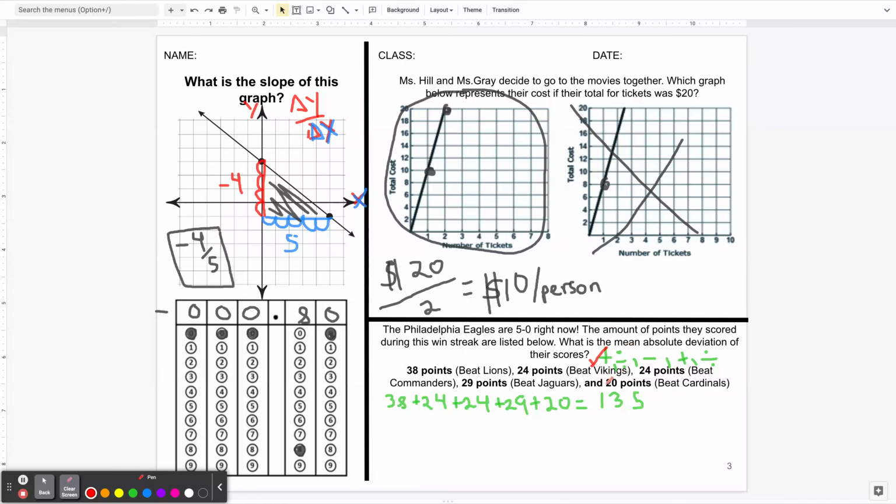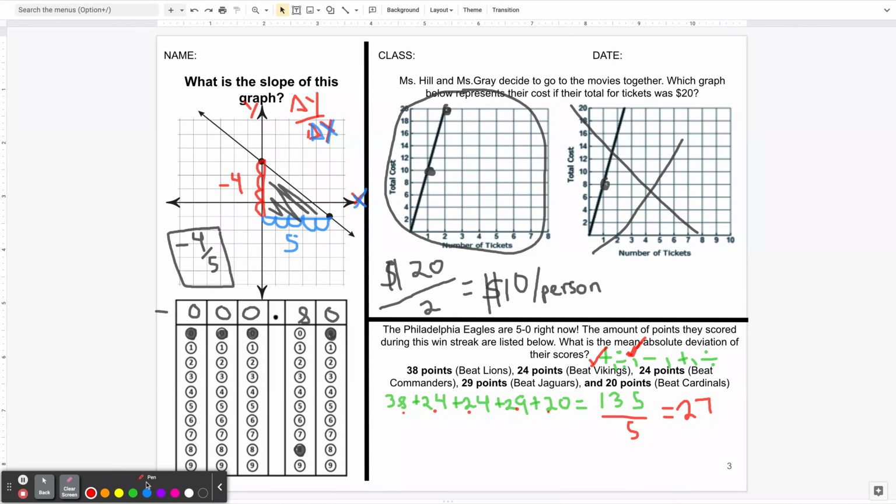Now we need to divide. We divide by the number there. So it's going to be 135 divided by 1, 2, 3, 4, 5. So 135 divided by 5, and that's equal to 27. So their average points per game right now is 27 points per game. But that's not what we're looking for. We're looking for the mean absolute deviation. So now we're going to subtract. The next step is subtract. Sorry, that was an ugly check mark. We're going to subtract 27 from each of these numbers.